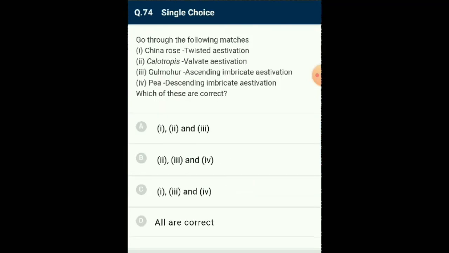Question number 74. Go through the following matches. From the given matches, which of these are correct? China rose shows twisted aestivation, Calotropis shows valvate aestivation, Gulmohar shows ascendingly imbricate aestivation, and Pea shows descendingly imbricate aestivation. So all are correctly given. So the option is D, all are correct.